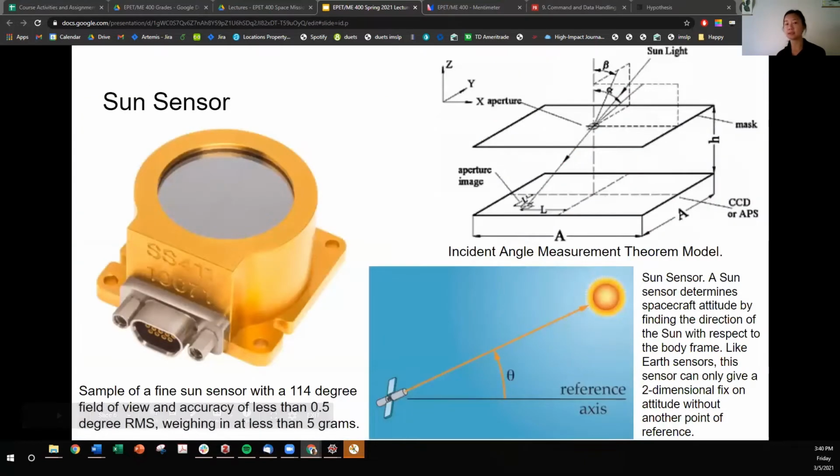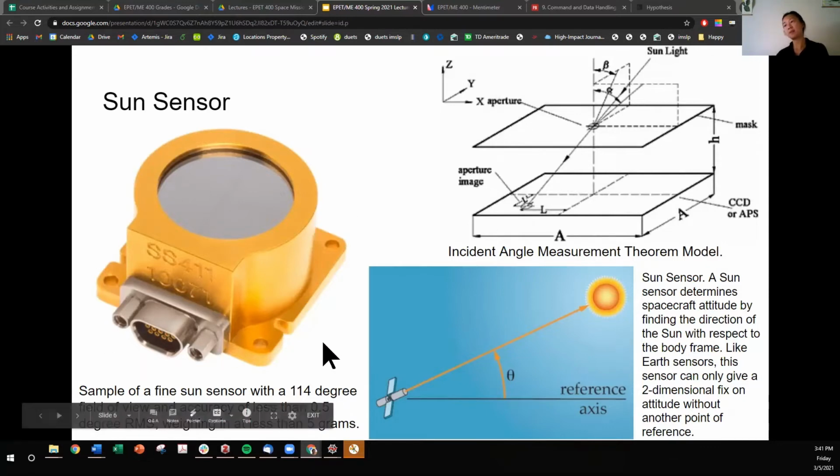All right, sun sensors. Sun sensors, the most widely used for spacecraft attitude, are similar to Earth sensors. As the name implies, a sun sensor finds the sun and determines its direction with respect to the spacecraft body frame. So here I have an image. Of course, it's very self-explanatory, but what I want you to notice here is that this sensor can only give 2 dimensions fixed on attitude without another point of reference.